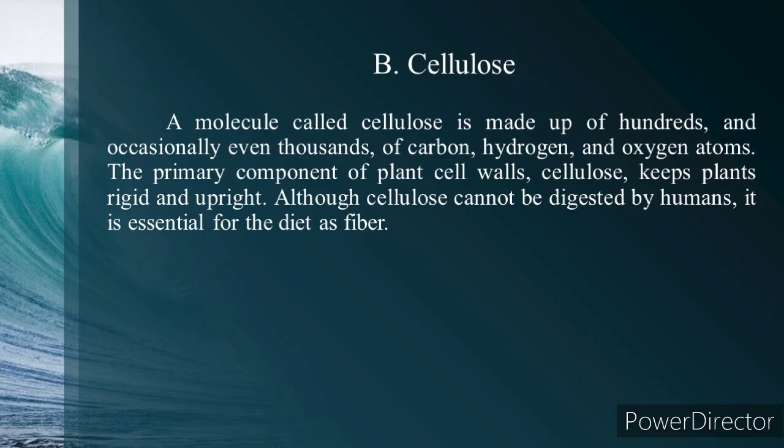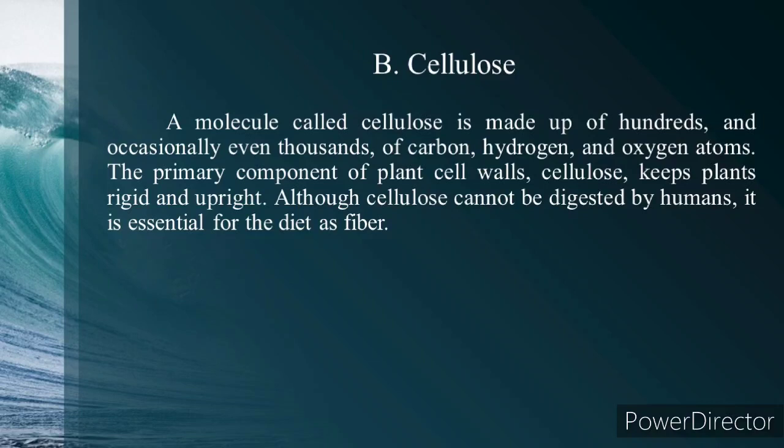A molecule called cellulose is made up of hundreds, and occasionally even thousands, of carbon, hydrogen, and oxygen atoms. The primary component of plant cell walls, cellulose, keeps plants rigid and upright. Although cellulose cannot be digested by humans, it is essential for the diet as fiber.